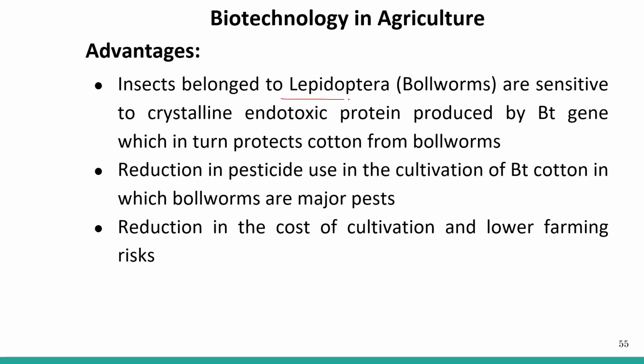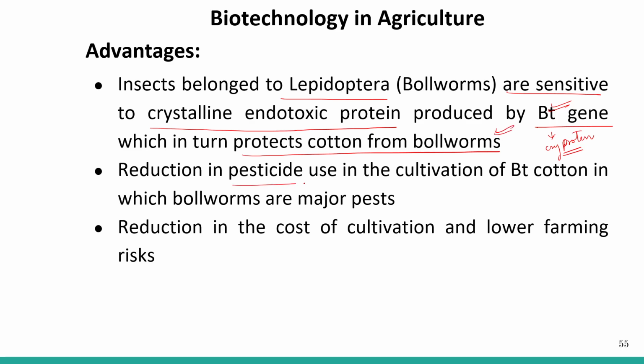Insects belonging to the Lepidoptera, that is the bollworms, are sensitive to the crystalline endotoxic protein produced by the BT gene. So this BT gene produces a Cry protein. We have seen those 3 different types of protein, right? Which in turn protect the cotton from the bollworms.